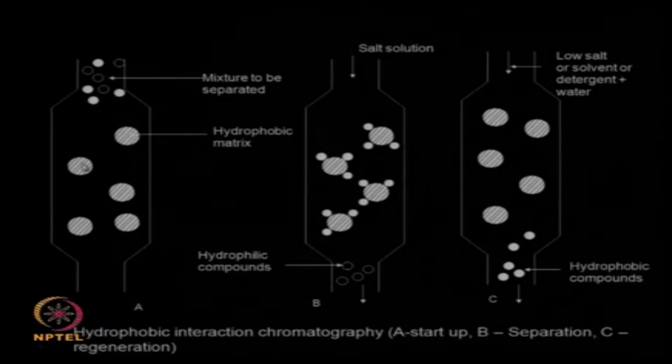We have the matrix with hydrophobic groups. So suppose you have a mixture of proteins with hydrophobic and hydrophilic nature, then what will happen? All the hydrophobic proteins will bind to the hydrophobic matrix, the hydrophilic proteins will be eluted out first. Later on we can change the buffer, or we can add a detergent, or we can add a salt, or we can add solvent and so on, so that whatever is bound, the hydrophobic proteins bound gets released and they come out. So initially we will have predominantly hydrophilic proteins, and later on during the regeneration we will have hydrophobic proteins.